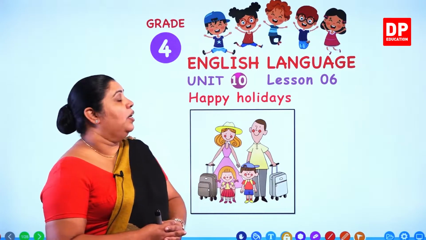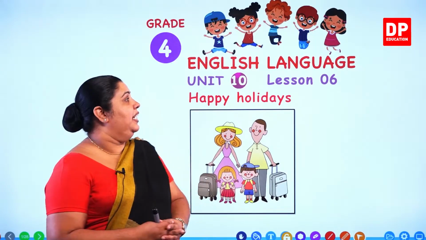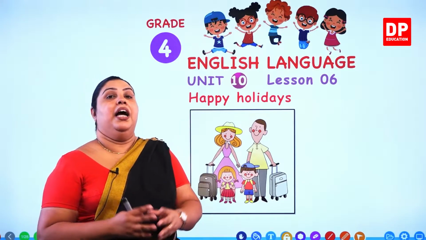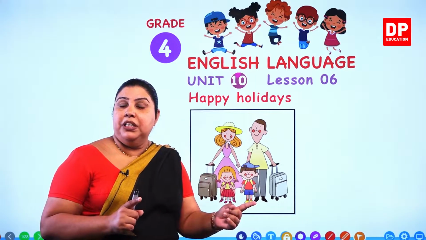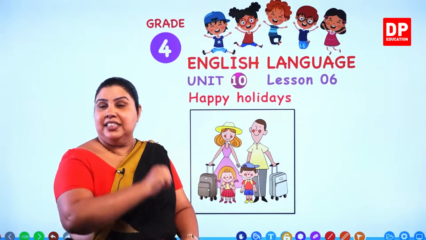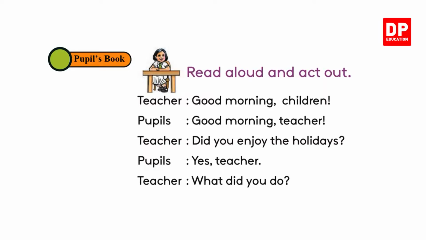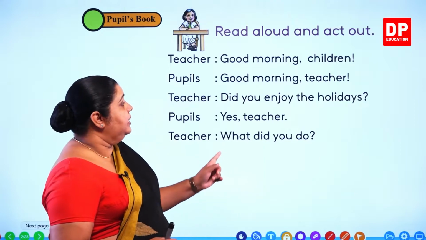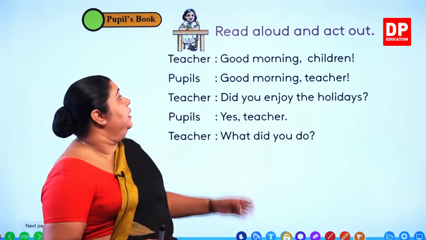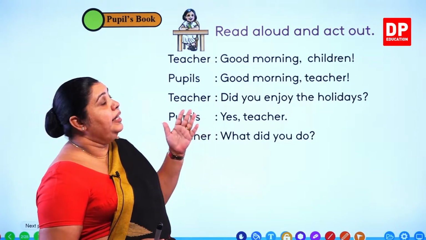So let's talk about happy holidays in our lesson number 6. I hope you are ready with the Pupils book and the workbook. Let's start our lesson like this. Come with me. Right. Now in your Pupils book, unit number 10, lesson 6, this is what you have to do. Read aloud and act out.